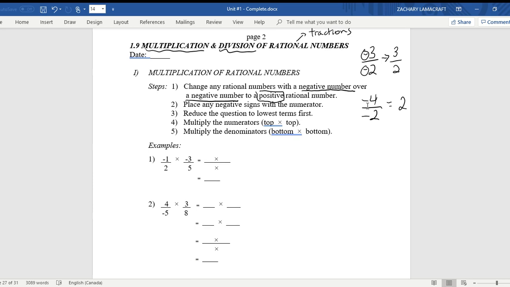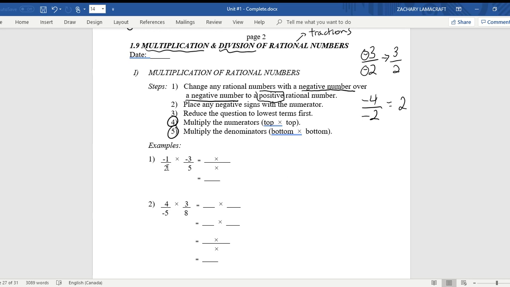Place any negative signs with the numerator, so that top number, and then reduce the question to lowest terms first. So if you can reduce it to lowest terms first instead of doing it at the end for multiplication and division, that works as well. And then simply enough, 4 and 5 is we're just going to multiply the top numbers, and then we'll multiply the bottom numbers. Okay. So what this all looks like, guys, we're gonna find out now. But this is how we're going to roll with multiplication and division of rational numbers, okay?